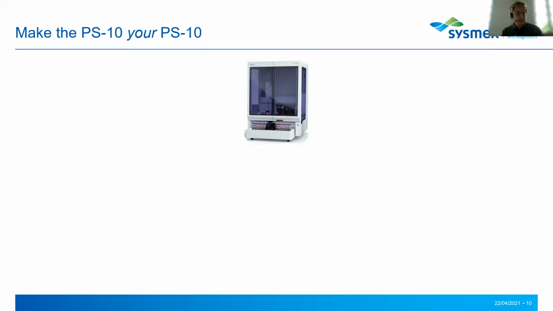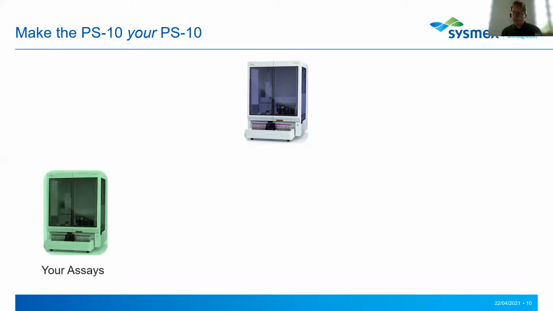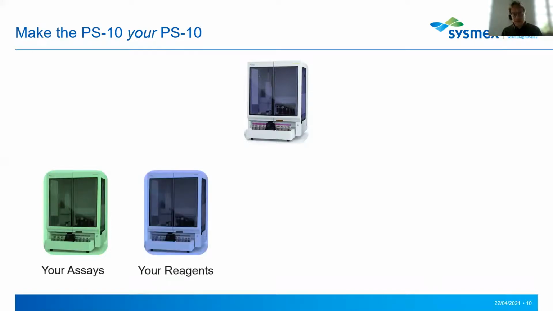Okay, so you've seen the PS10 is a really flexible device, which on the other hand will of course offer you standardization as it's automated, so it's always the same. And so you can make the PS10 really your PS10 by programming it to what you need. You can just place your assays on the system as we've just seen. You can add your reagents, for example, as we prefer, Sysmex antibodies and lysis reagents.